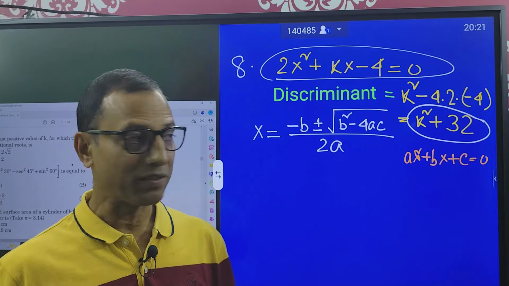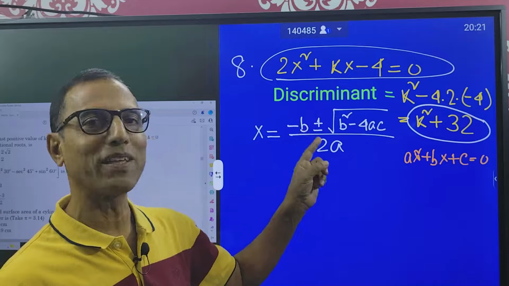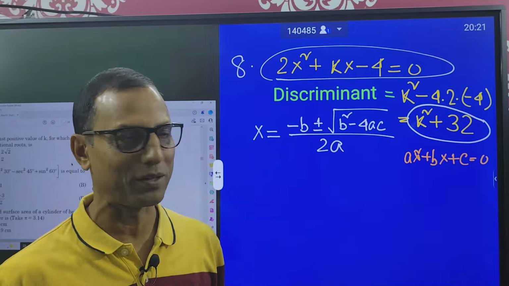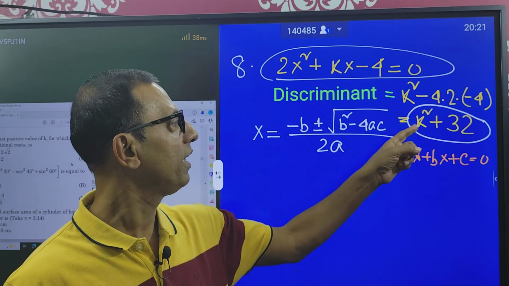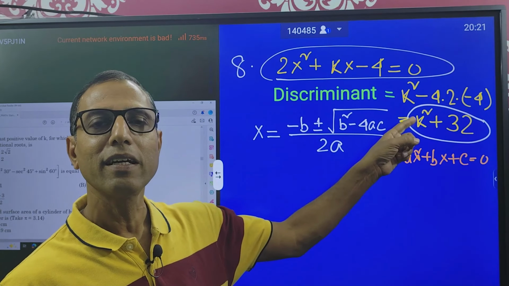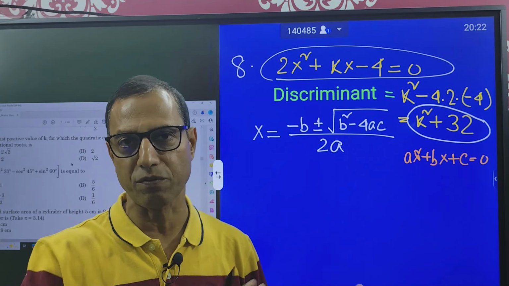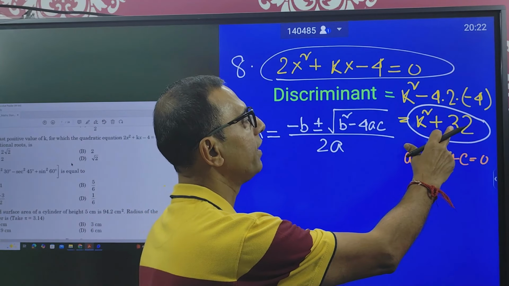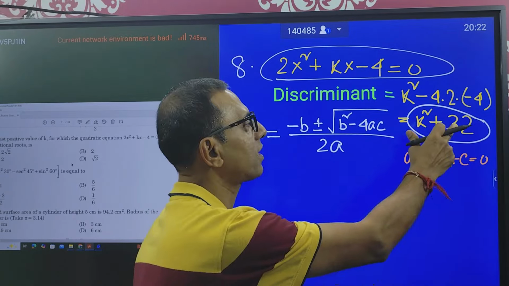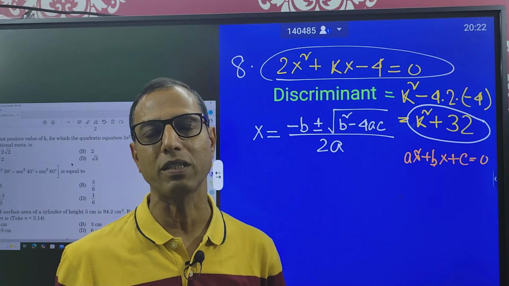You got the discriminant value, and this discriminant has to be a perfect square to have the rational root for this quadratic equation. If this discriminant has to be a perfect square, in that case, k square is there. That means the value of k square is always positive. You need to go ahead of 32. So the nearest square term is 36. So k square plus 32, this discriminant value has to be 36.